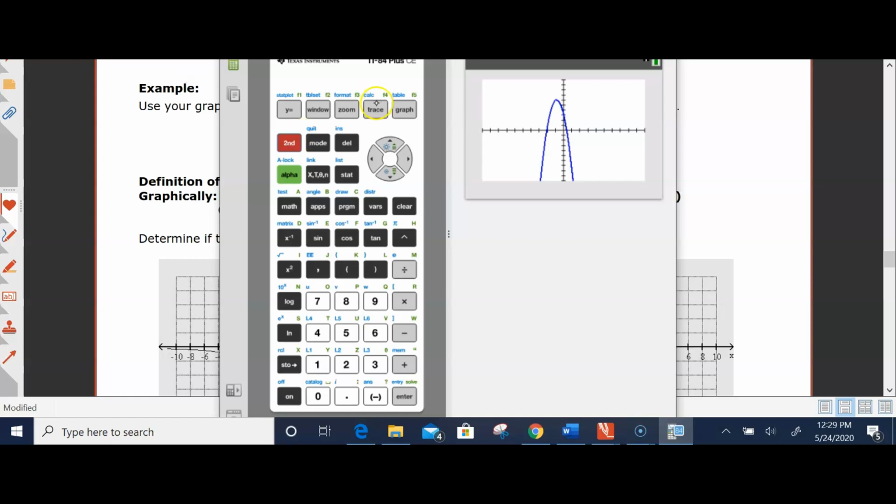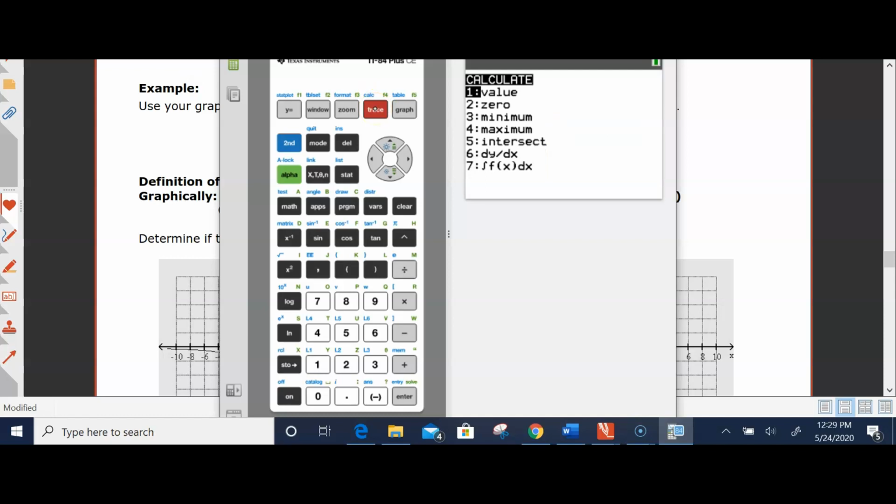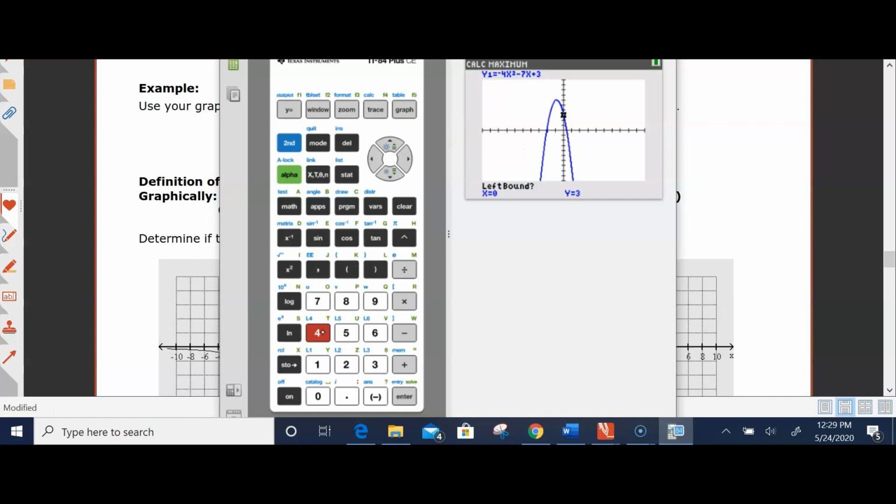Go to second calc, and you'll notice there is a maximum option. So press 4 for maximum. And the calculator is going to ask you to move your cursor to the left side of that hill. So left bound means move your cursor to the left of the hill, press enter. Right bound says move your cursor to the right side of that hill, press enter. And notice you get these 2 lines where your maximum is going to be, and when it says guess, press enter again, and it tells you exactly where that maximum is.